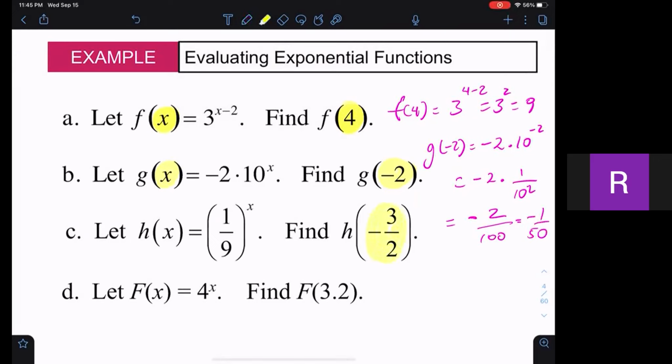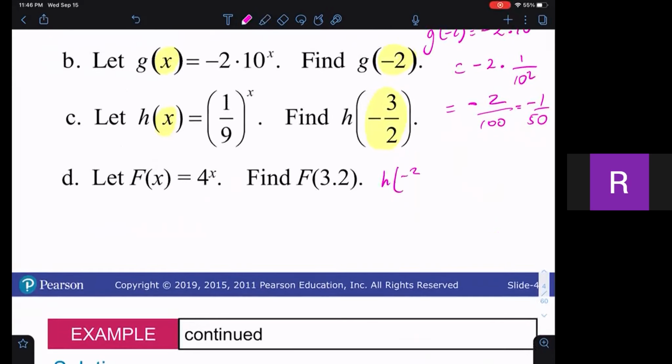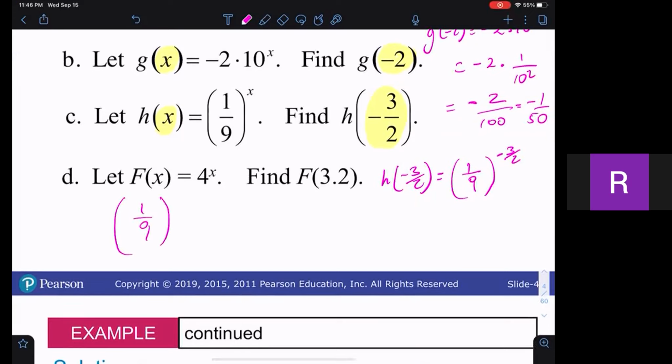Then the next one, you need to plug negative 3 halves into the function. So you get h of negative 3 halves. That's going to be 1 over 9 to the negative 3 halves. You can put the negative 1 inside and multiply that by 3 halves. So negative 1 over 9, its reciprocal, will be just 9. Then you can either take the square root first and then cube it. So that's going to be 3, and that's 3 cubed, which is 27.